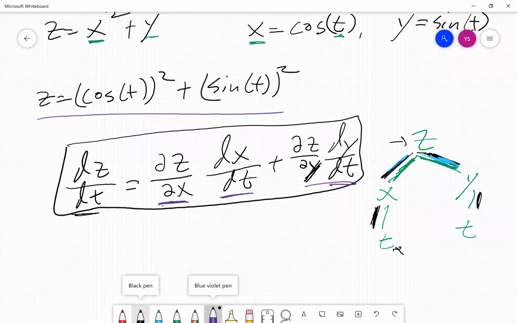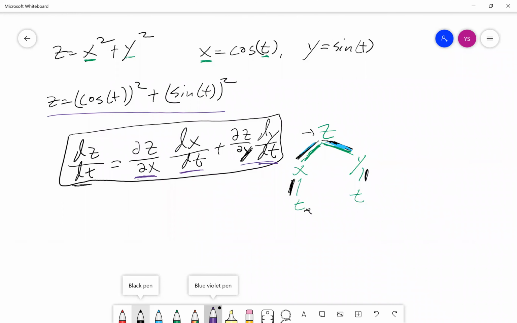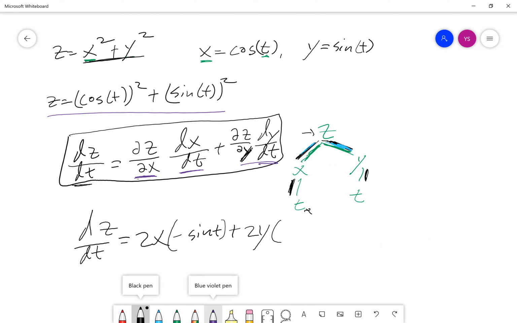So let's do this with the example from above. If you want now to figure out the derivative of z with respect to t, that's going to be the partial of z with respect to x, which is 2x, times the partial of x with respect to t, which is negative sine of t, plus the partial of z with respect to y, which is 2y, times the derivative of y with respect to t, which is going to be cosine of t.